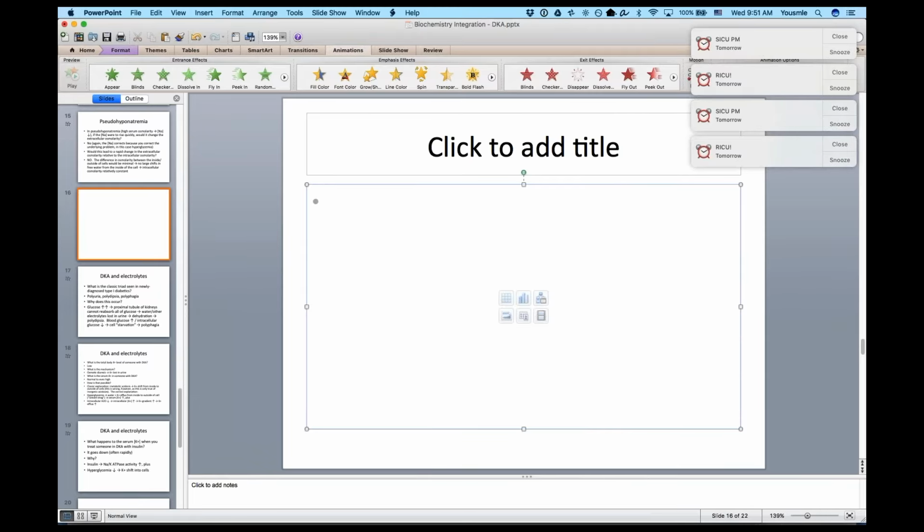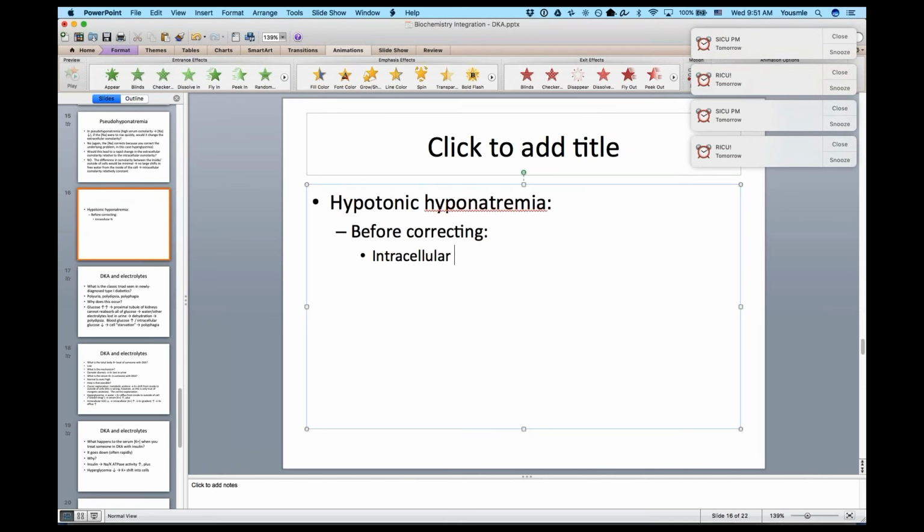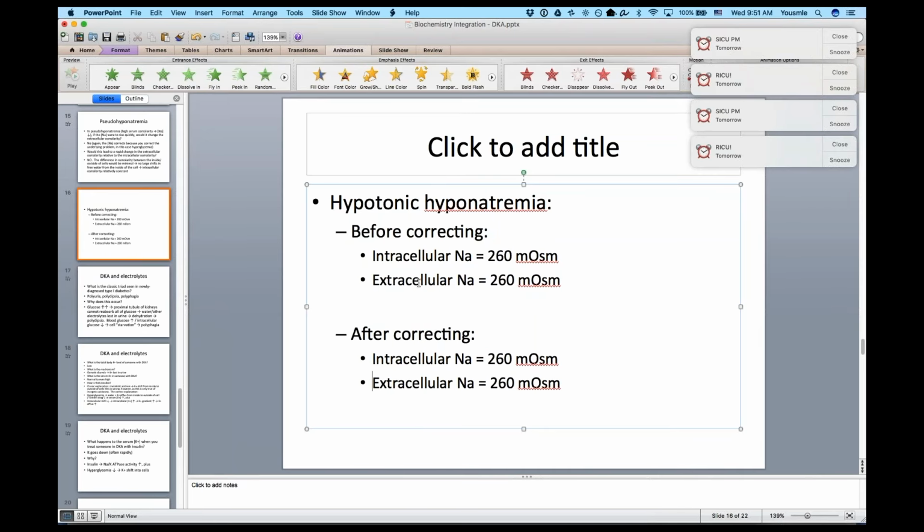So in the case of hypotonic hyponatremia, before correcting, the intracellular might be maybe 260 milliosms, and the extracellular would be 260 osms. And then after correcting, the extracellular might be like 300, and the intracellular would be 260. So this difference is what you worry about. This is the difference that's going to give you central pontine myelinolysis, right? Because now free water is going to shift from the inside of your cell to the outside.